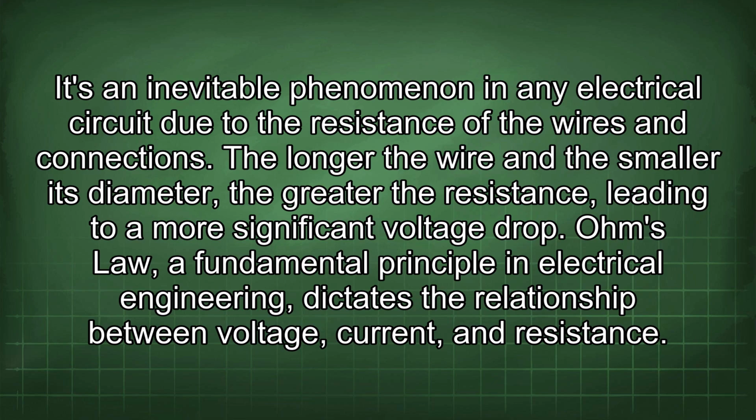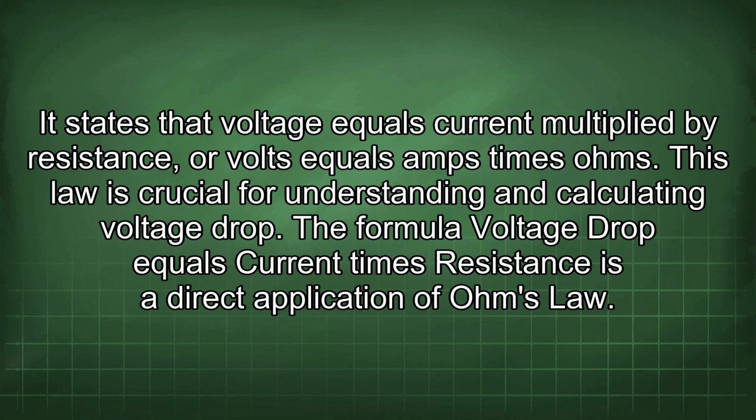Ohm's law, a fundamental principle in electrical engineering, dictates the relationship between voltage, current, and resistance. It states that voltage equals current multiplied by resistance, or volts equals amps times ohms. This law is crucial for understanding and calculating voltage drop. The formula voltage drop equals current times resistance is a direct application of Ohm's law.